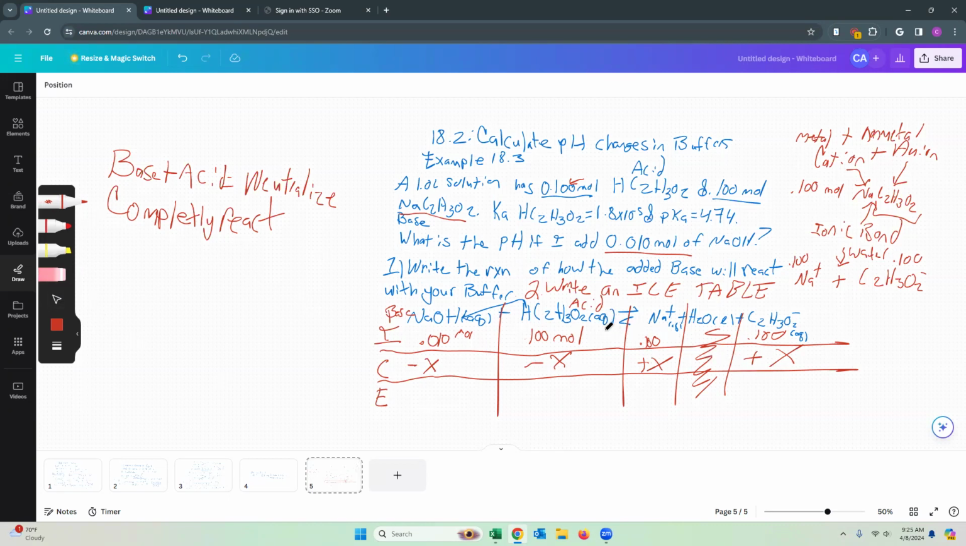Okay, so for our ICE table, usually we do I plus C equals E, and we are going to do that. But before we do that, for a buffer, we need to figure out the X. So I have to know what the numerical value of X is. And this is a limiting reagent problem. This is another topic back from Gen Chem 1. Yes, in Gen Chem 2, we have to remember what we did in Gen Chem 1.